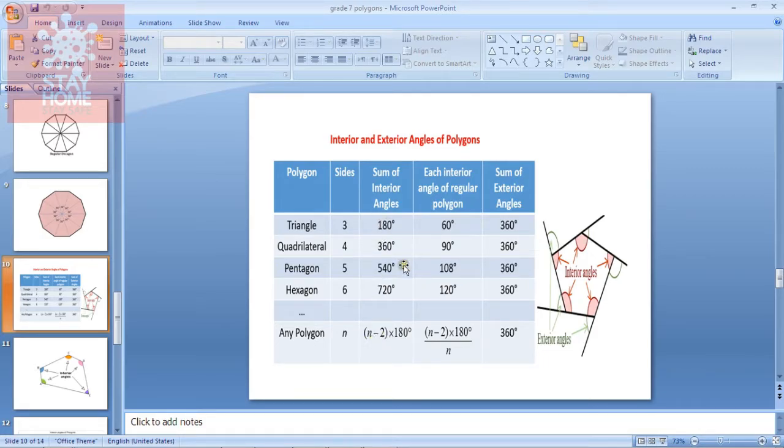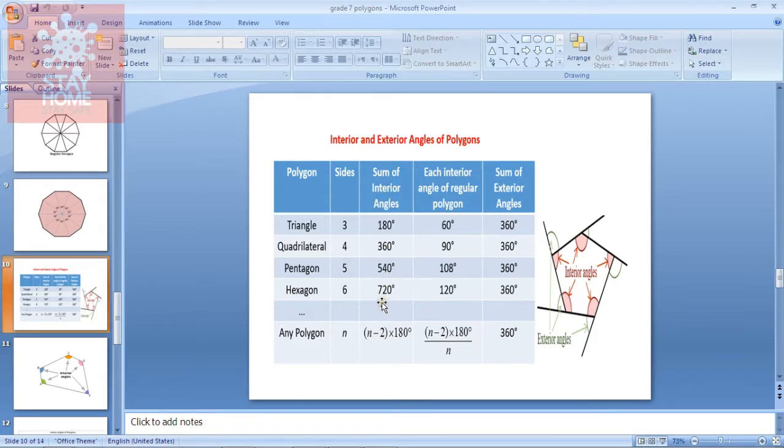There is no need to learn these sums of interior angles. You can learn this formula and find them according to your need: (n minus 2) multiplied by 180. So if the sides are 6, it will be 4 multiplied by 180, so it should be 720.